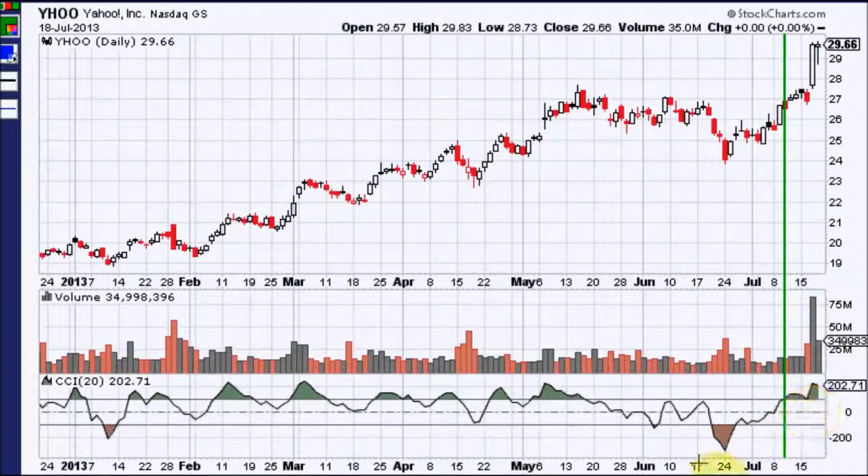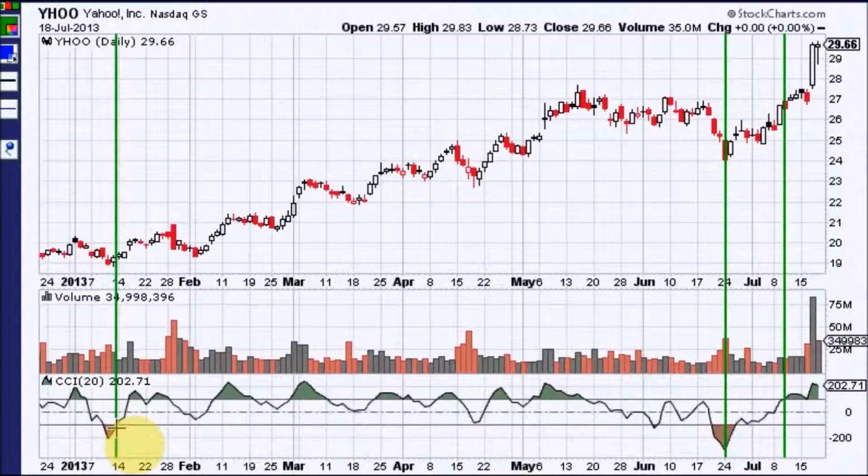Okay, I always buy right here when it starts up from a very sharp and a very pointed drop at minus 200. Sometimes it just dips below the minus 100 line, like right here. This was also a buy signal for me. Okay, and I don't really see any others.